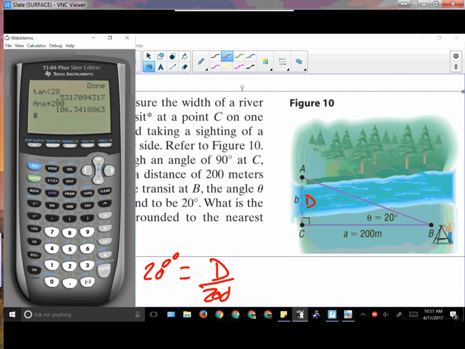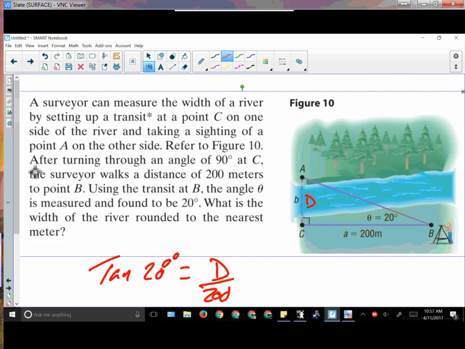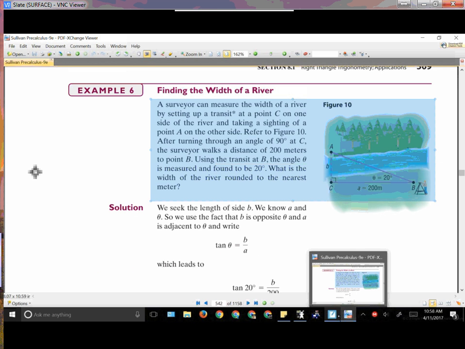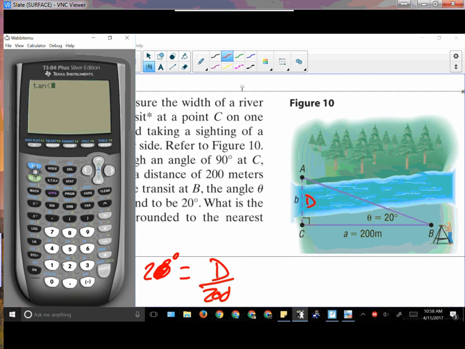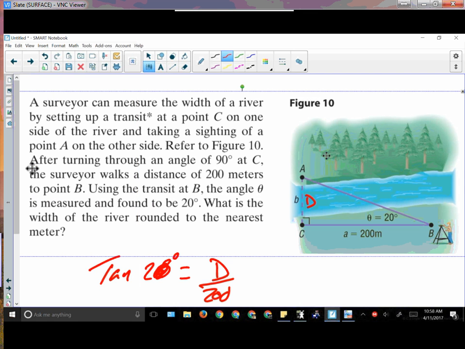Why did I put 28 in there? Oh, because I can't read my own writing. How's that? 20 degrees. Well, we were talking 28 degrees over there before. Hate it when things like that happen. Let's try that again. Tangent 20 degrees multiplied by 200. So it's approximately 72 meters across at that point in the river. That's how it's done.